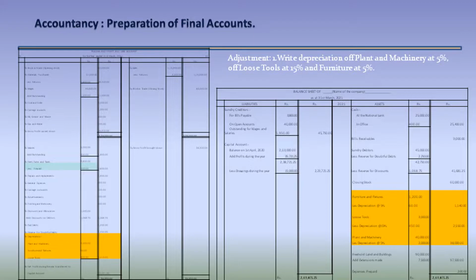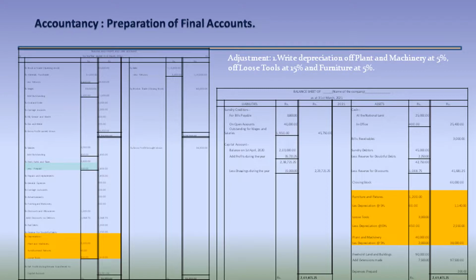And furniture at 5%. Cost of the furniture is 1,200. So 5% of 1,200 comes to 60 rupees. So in the profit and loss account, on the debit side, to depreciation, plant and machinery 2,000, depreciation furniture and fixtures 60 rupees, loose tools 450 rupees. Total comes to 2,510. And the second effect in the balance sheet, against furniture and fittings cost 1,200 less depreciation 5% 60. The balance 1,140 comes in the outer column.